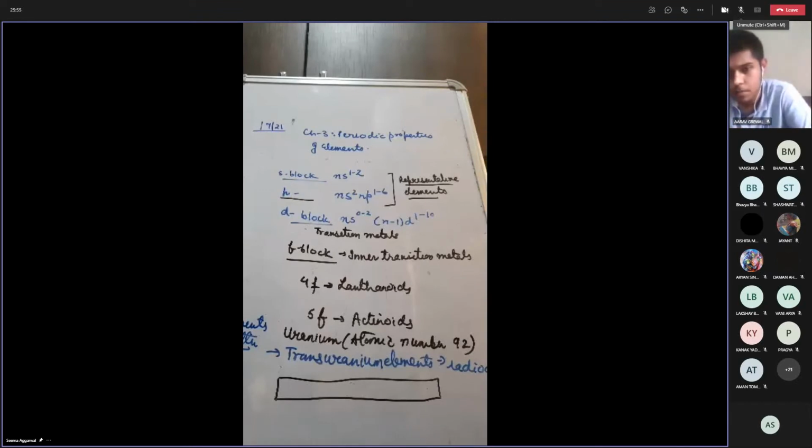Now what we have to do, which was left in between, is the nomenclature of the elements. I told you how to recognize a group and period from the electronic configuration. We have done a number of questions.